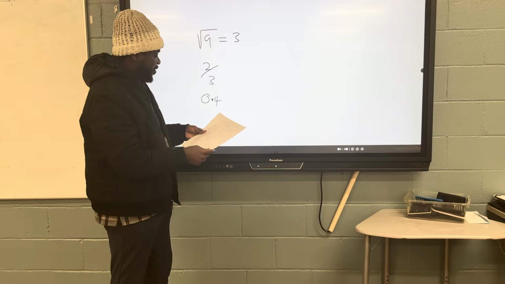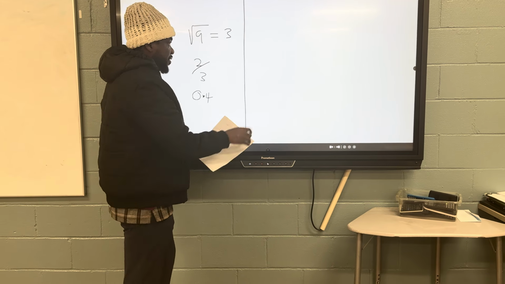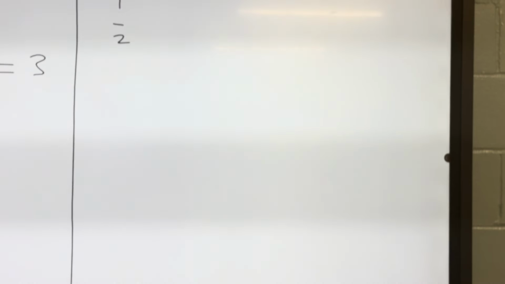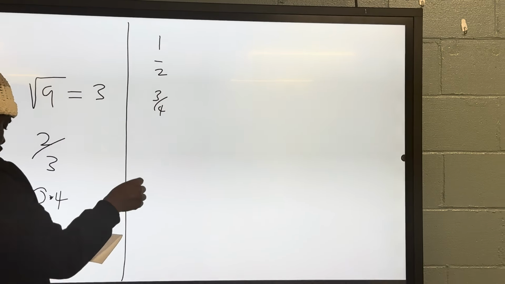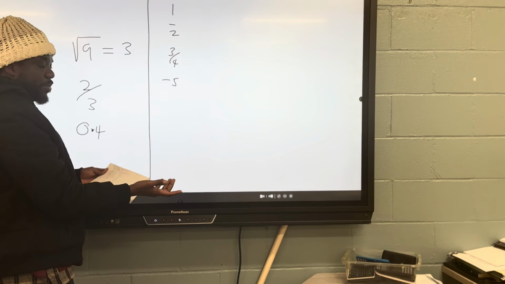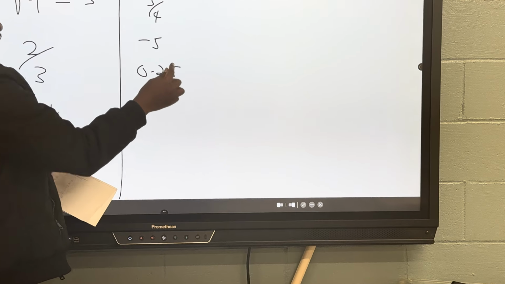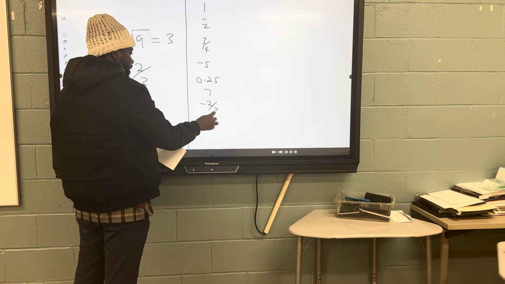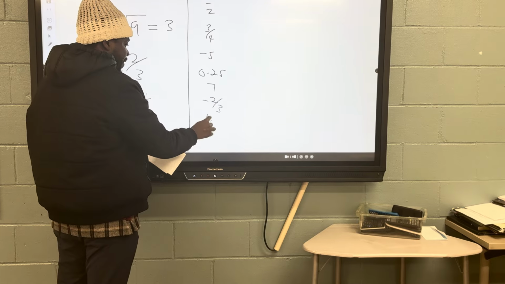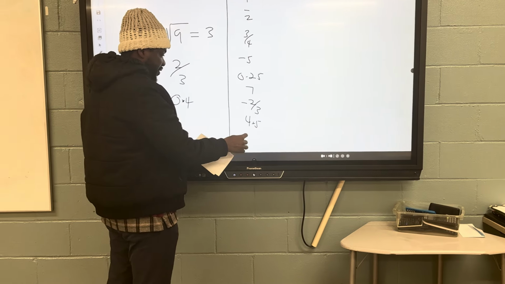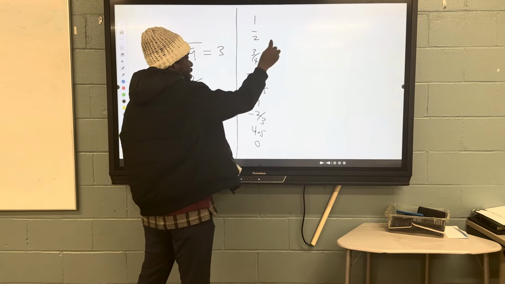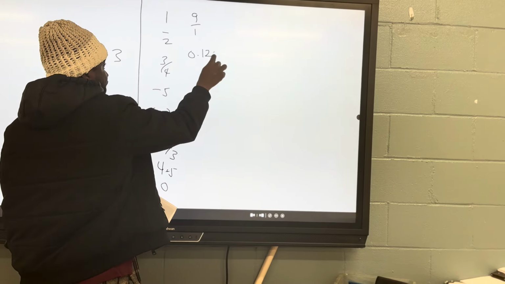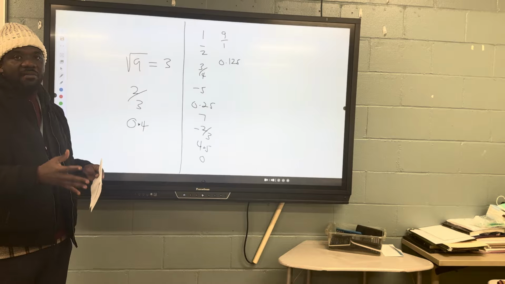So now, let's pick some examples of rational numbers. 1 over 2 is a rational number. We have 3 over 4. We have negative 5, a rational number. 0.25 is a rational number. We have 7, a rational number. Negative 2 over 3 is a rational number. 4.5 is a rational number. 0 is a rational number. 9 over 1 is a rational number, and 0.125 is a rational number. All these numbers are rational numbers.